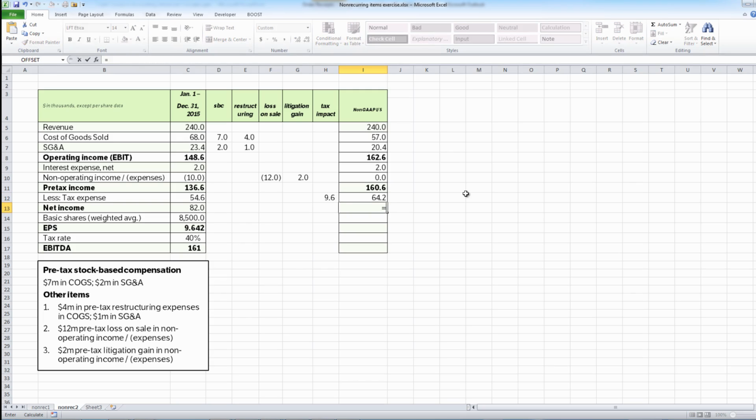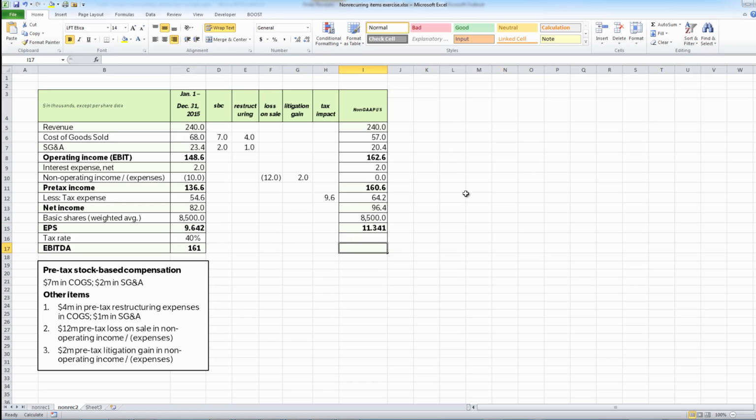The rest of it is just arithmetic, pre-tax income minus the tax expense, 96.4. Nothing in this case affects basic shares outstanding. So that EPS, and let me just adjust the denomination so that EPS makes sense, is $11.34. Compare that to the GAAP-based EPS of $9.64.